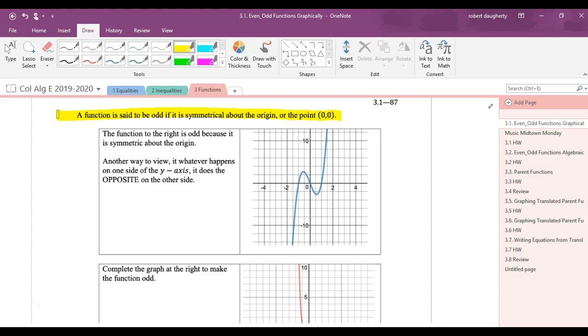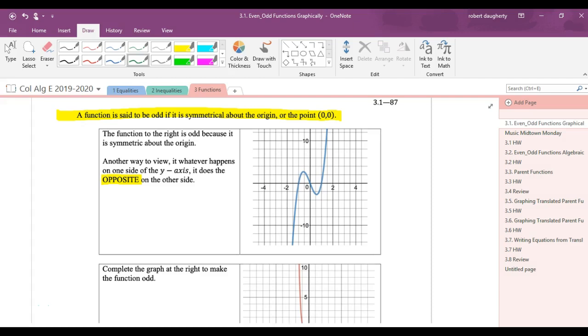So the way I think about odd, I think of odd as opposite. I think of even means the same. I think of odd means opposite. So to be symmetric about the origin, so here's the origin. If it goes up and then down here, to make it symmetric about the origin, this one goes down and then up. So what it's doing on both sides of the origin is symmetrical.